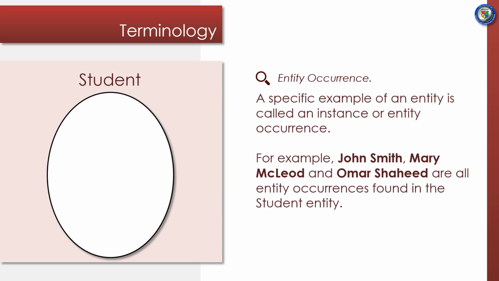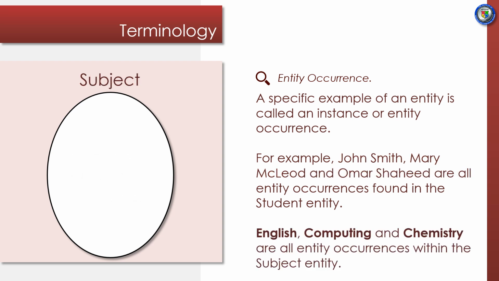When discussing entities, we have entity instances or entity occurrences. These are the same thing. For example, John Smith, Mary McLeod, Omar Shahid are all entity occurrences found in the student entity. They're all examples of students. Further examples would include English, computing and chemistry are all entity occurrences within the subject entity.